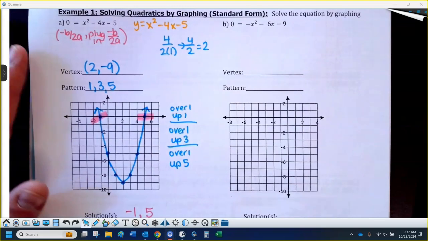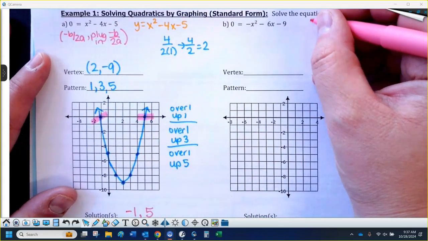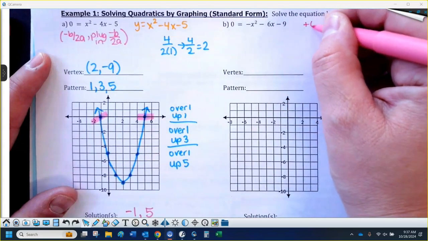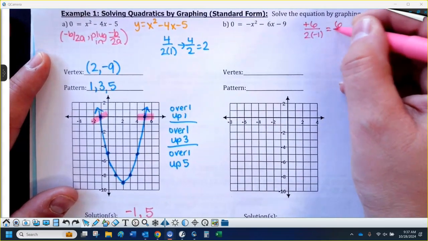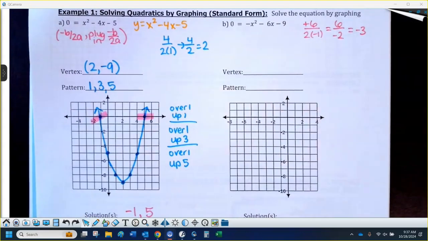Okay, let me try one more with you. Now, this one also, standard form, can't see the vertex, got to do -b over 2a. So negative b, since it's already -6, would be +6 over 2 times my a value here, which is -1. So it'd be 6 over -2. So the x coordinate of my vertex is actually going to be -3.